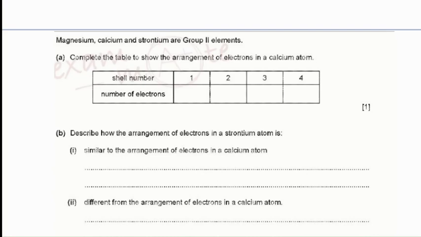So magnesium, calcium and strontium are all group 2 elements. Complete the table to show the arrangements of electrons in a calcium atom. So because they're in group 2, we know they must have 2 electrons in their outer shell, and then we're going to just use the parking analogy of 2, 8, 8 to complete the calcium atom.